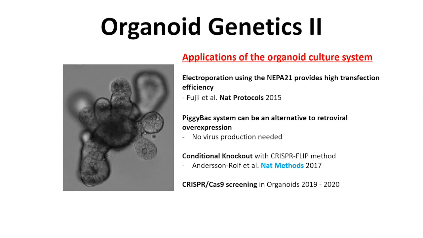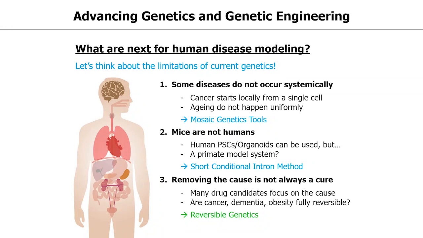With all the new technologies that I developed for the organoid system, I started thinking about how we can work better with the mouse system, because initially I was trained as a mouse geneticist, and it was always a little bit of a mixed feeling to see that the mouse model is becoming less attractive compared to the fascinating organoid system. With that in mind, I started thinking about what is next for human disease modeling, and about some of the limitations of current mouse genetics. These are the three thoughts that I had.